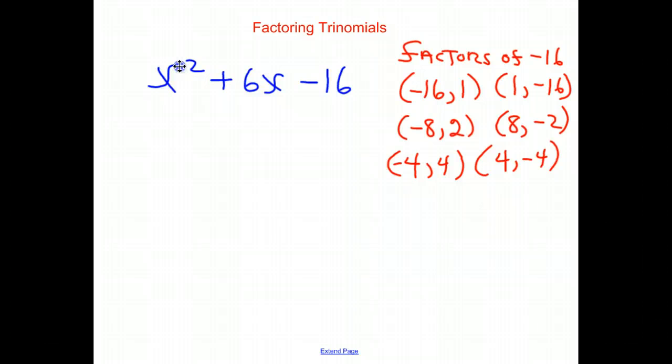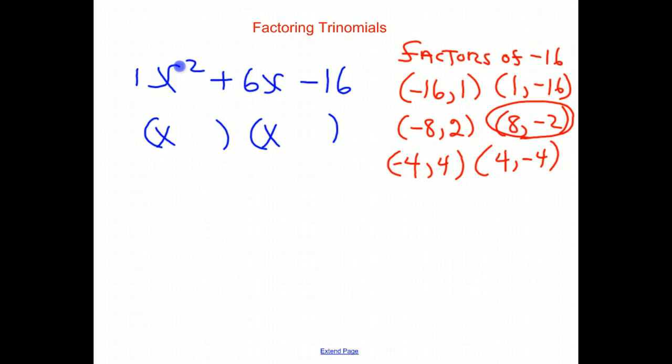Now we need to find out which of these pairs sums to a positive 6. And you'll notice that 8 plus a negative 2 is a positive 6. Therefore, those will be our factors. And we have, once again, x times x, because our leading coefficient is 1. And we have x plus 8 times x minus 2. Once again, you could have had x minus 2 times x plus 8. That should be our answer.